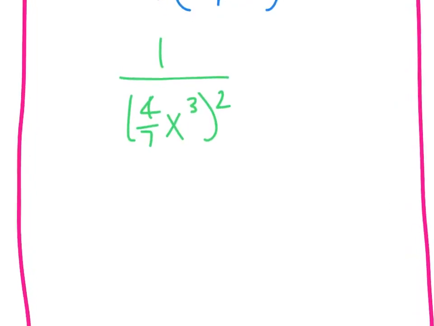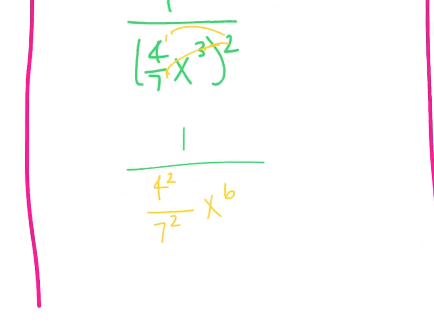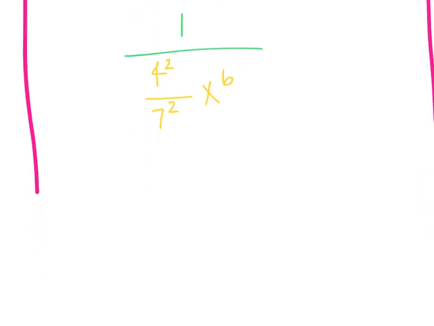Okay, so let's distribute that exponent in because we still have to do that. Everything needs an exponent. Oops, sorry. Let's try this again. That's 1 over 4 squared, 7 squared, and 2 times 3 is x to the 6th. And that really gives me, because I just need to make that look a little better, 1 over 16 over 49 times x to the 6th.